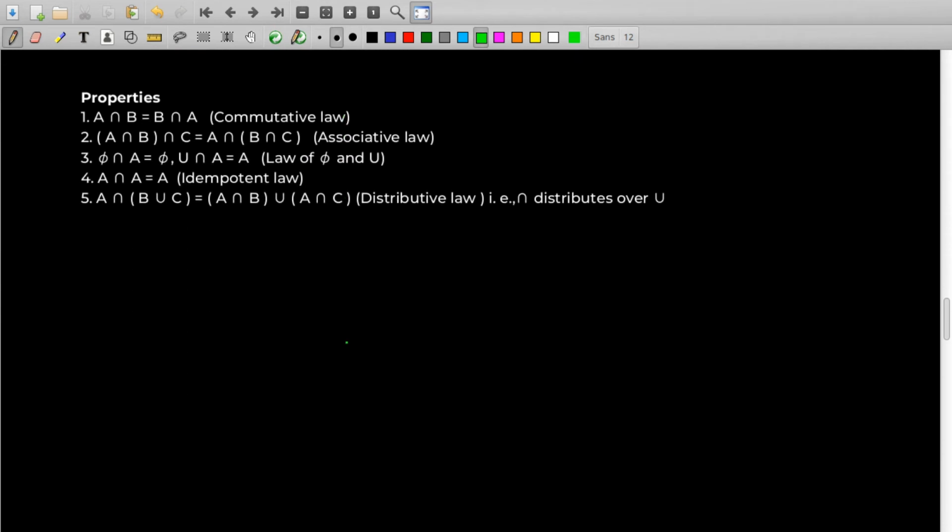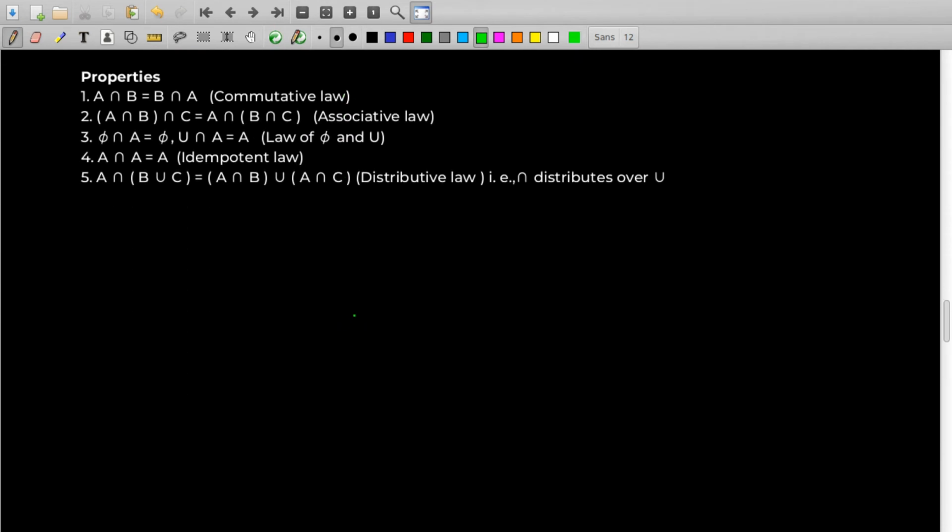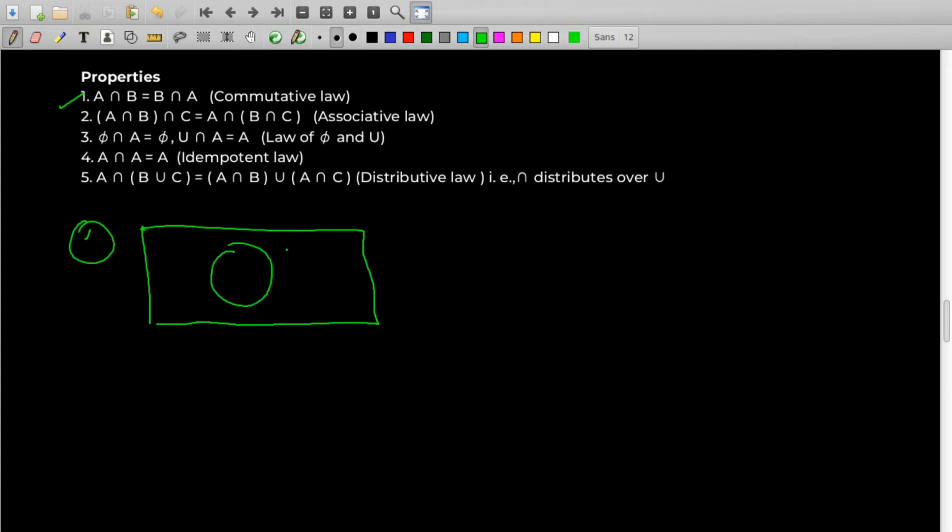So intersection will also obviously have some properties as in union, so let's see that. The first law is again the commutative law, which says that A intersection B is B intersection A. Now that is again obvious, right? We take two sets, then if this is A and this is B, then A intersection B will be this area only, and B intersection A also will be this only. So all the elements in this area will be in A intersection B also and in B intersection A also. So both of these are equal, obviously. Right, so that was the first law, the commutative law.